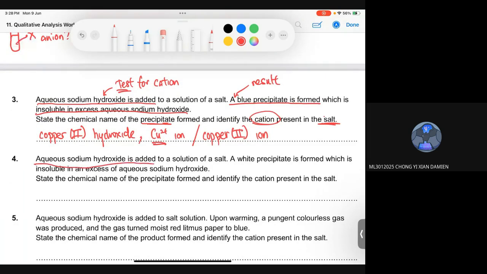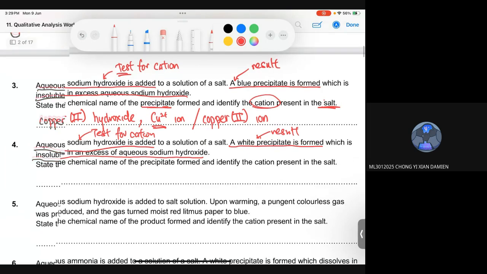this is once again test for cation. I'm not going to bore you by asking you to say the same thing again. The result is white precipitate formed, insoluble in excess sodium hydroxide. So white precipitate formed, but this time around it's insoluble in excess. Anybody wants to help me? You can type in the chat. I can see what you're typing, so don't worry. What do you think is the precipitate formed and what is the cation present?